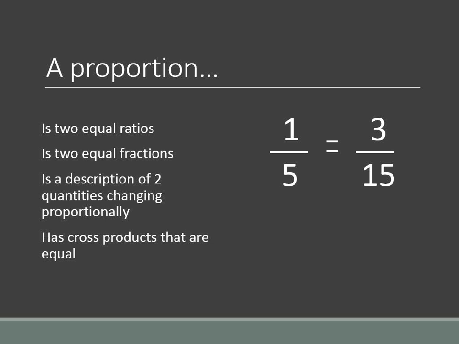Another key element of proportions is that proportions have equal cross products. That's going to be a foundation for many other applications of proportions. So here's what I mean. The cross products are equal: 5 times 3 is equal to 15 times 1. And that always is the case with proportions.